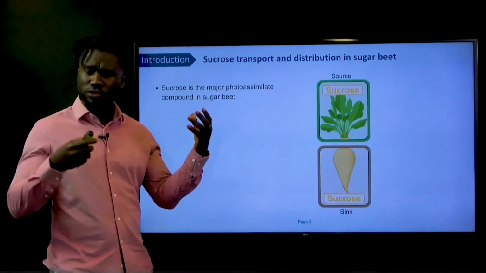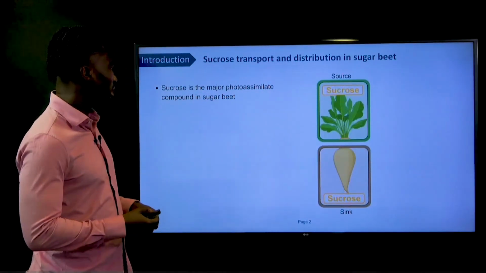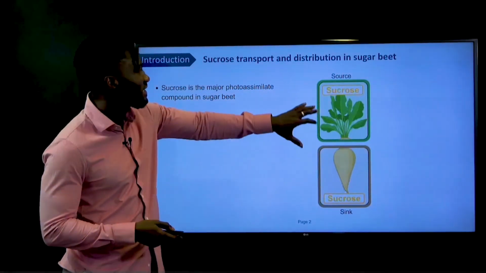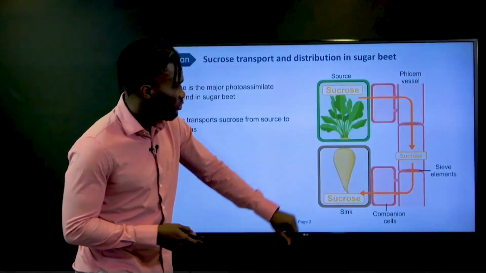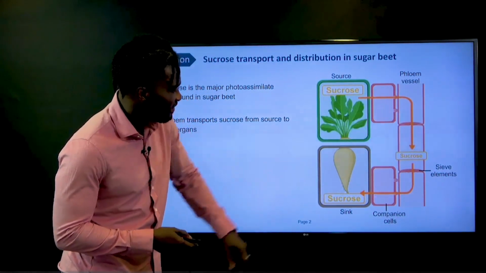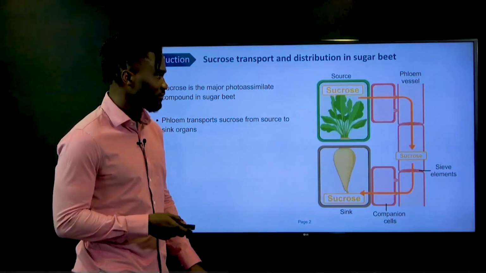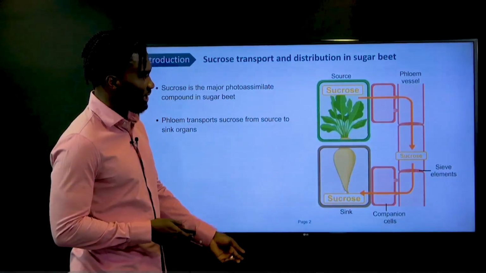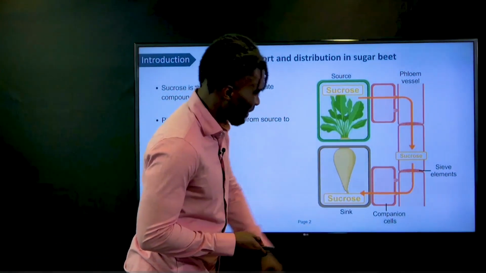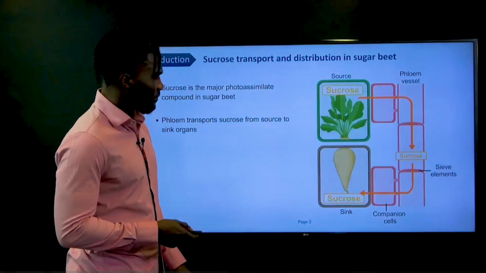So, sucrose is the major photoassimilate compound found in sugar beet. Following its synthesis in the source leaves, sucrose is loaded into the phloem and will be transported towards the non-photosynthesizing taproot sink organ. This long-distance transport is aided by the sieve elements and companion cells of the phloem.